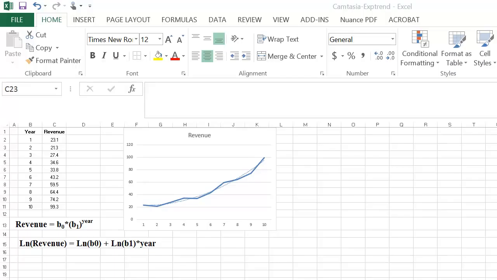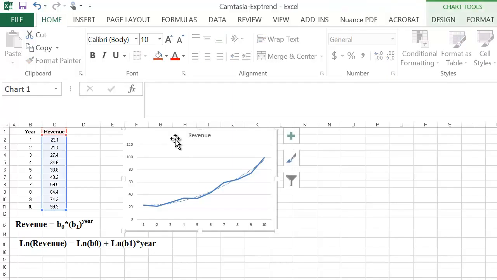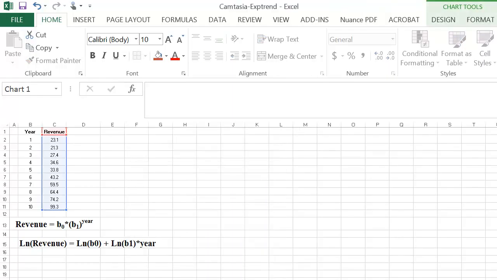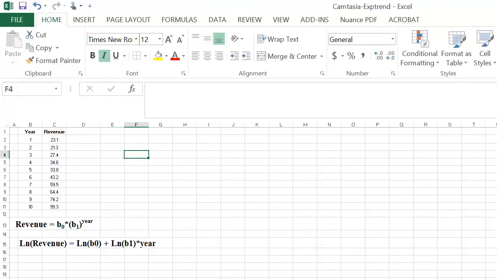So how would one go about approximating the trend in this time series using this kind of an exponential function? So let me move this chart out of the way. The first thing that one does is take the logarithms of both sides. You could take the logarithm to any base, but we'll just take the natural logarithm here.